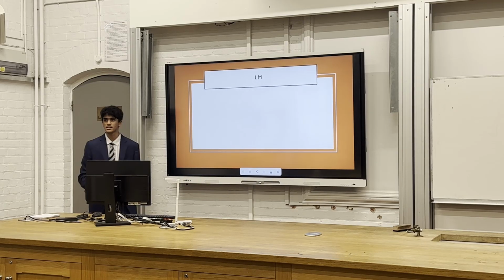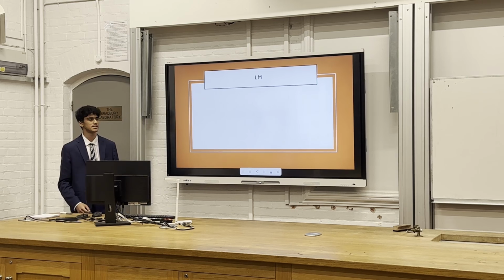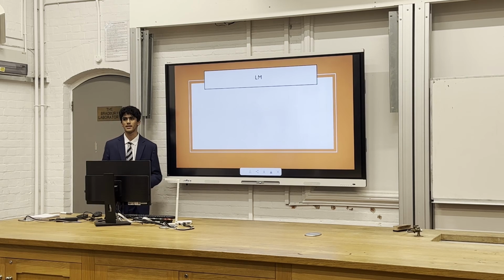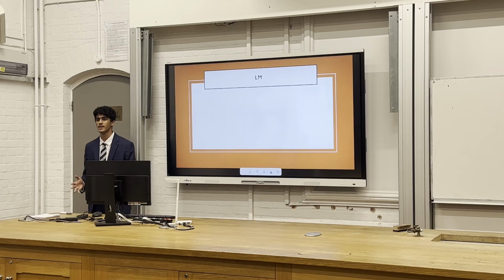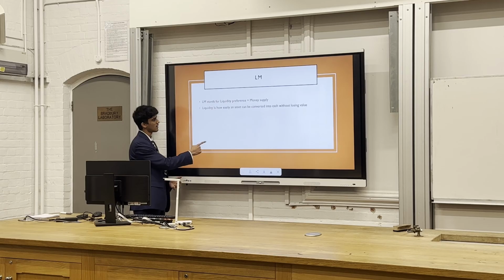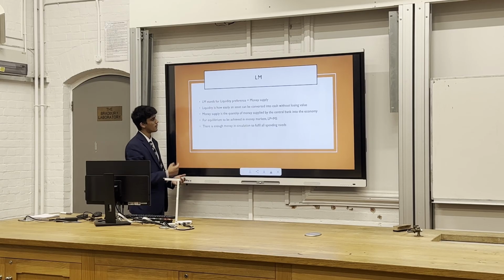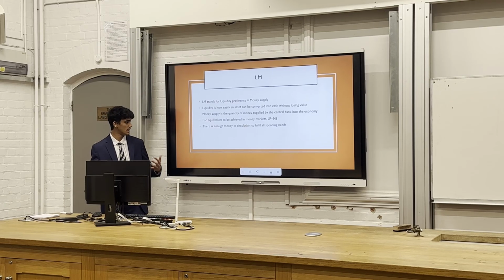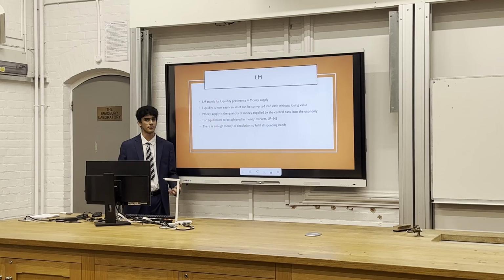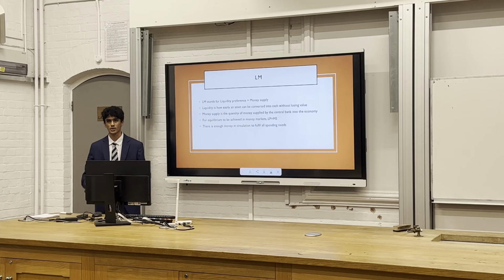So moving on to LM, which is the other part of the ISLM model. This one deals with the money market rather than the goods market. LM actually stands for liquidity preference is equal to money supply. Essentially what that means is money demand is equal to money supply. So it's a combination of interest rates and real GDP, but the supply of money in the economy by the central bank is equal to the preference for liquidity, which is cash basically in that economy. And when the money market is in equilibrium, there's enough money in circulation to fulfill all spending needs. So everyone that wants cash has it.